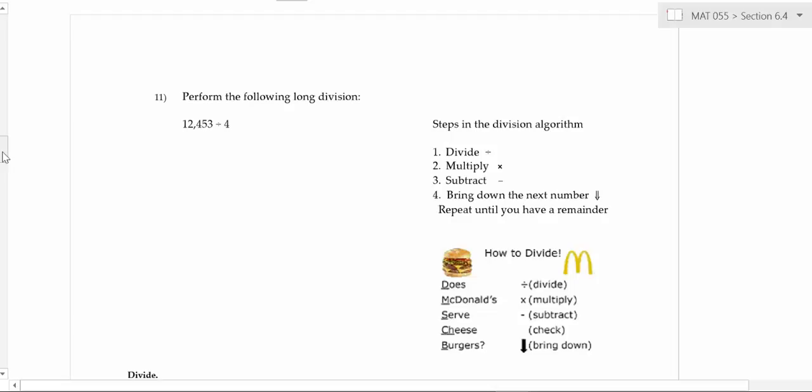So what I'm going to do is together we're going to do long division. And the reason I'm going to do an arithmetic problem is because you won't understand the algebra problem unless you understand how to do an arithmetic problem.